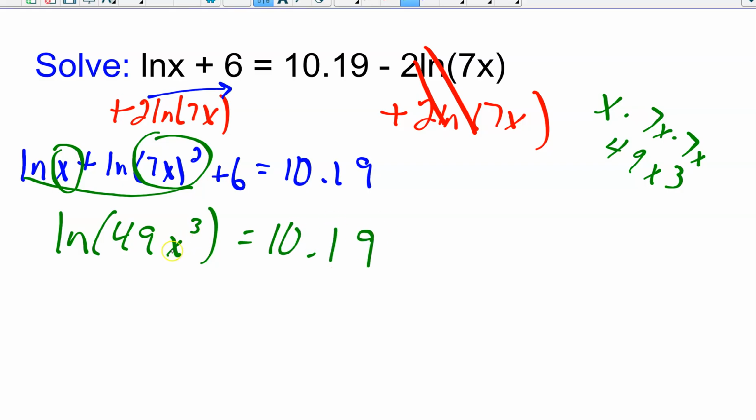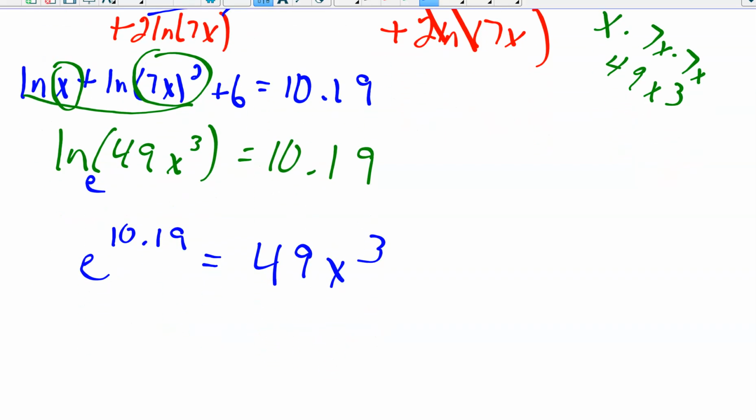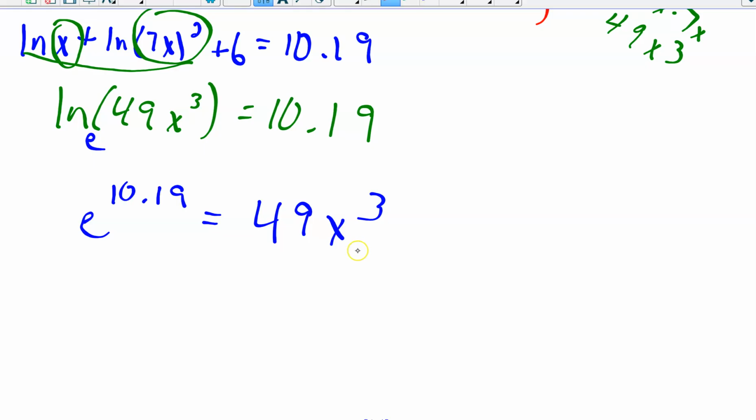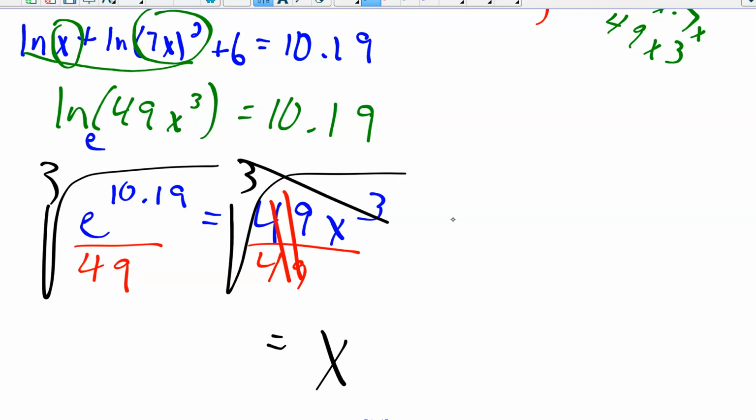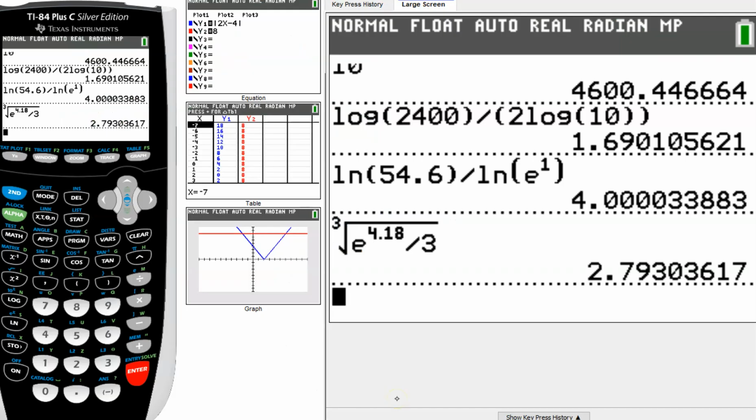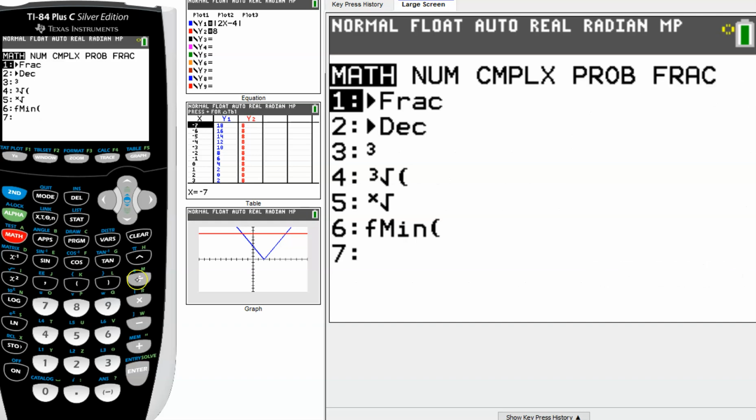So there's nothing else I can do. The x is connected to the natural log. The only way to break it out is to go exponential. And I have an e as a base here. So I'm going to go e to the 10.19 equals 49x cubed. And then I'm solving for x, so I've got to divide by 49. And then I'm taking the cube root. So that I'm left with just x on this side because the cubes cancel each other out.